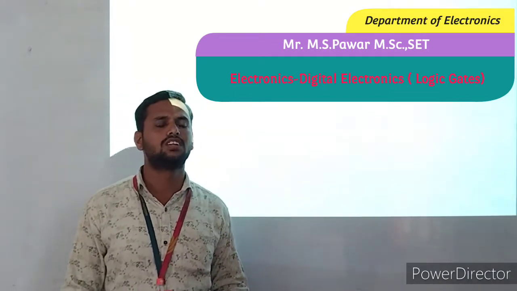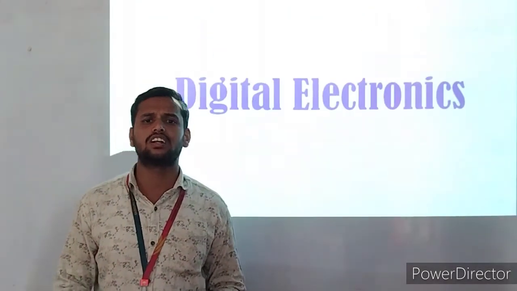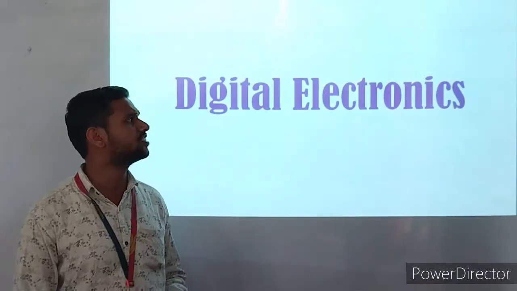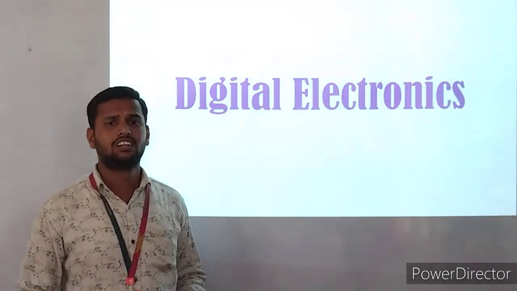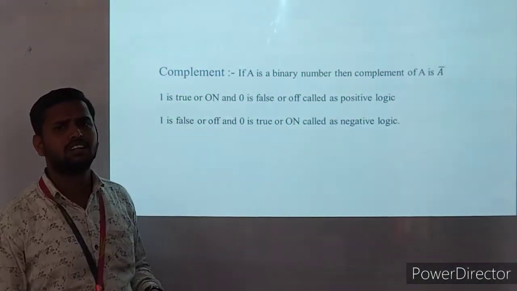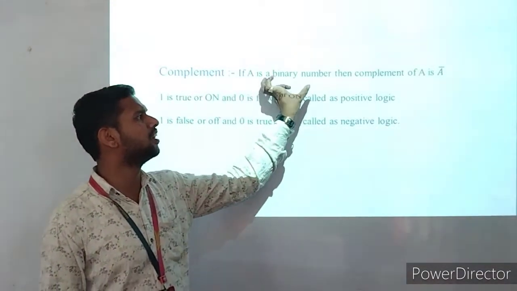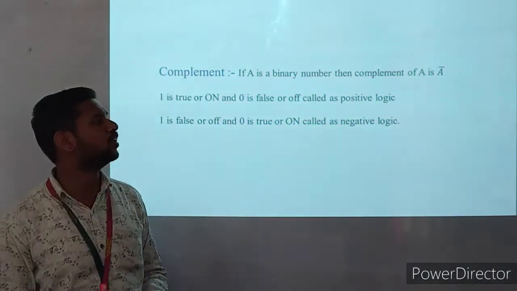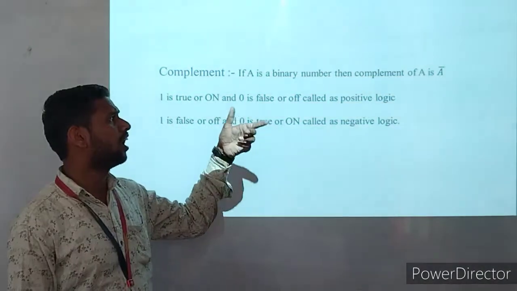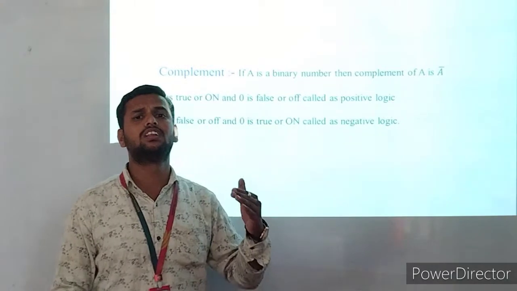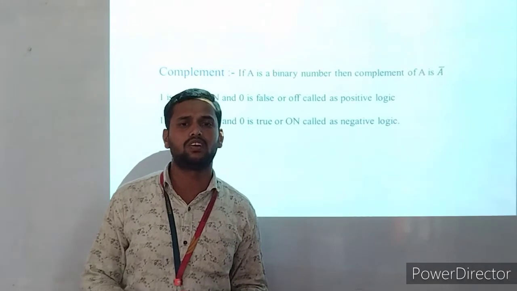In the subject electronics, we will discuss a paper, digital electronics. In digital electronics, there are different lessons, but we will look at logic gates. First of all, we will discuss the complement. If A is a binary number, then the complement of A is equal to A complement. It means we use some input, and the output will be the complement or opposite of the input. This function or logic is known as the complement logic.